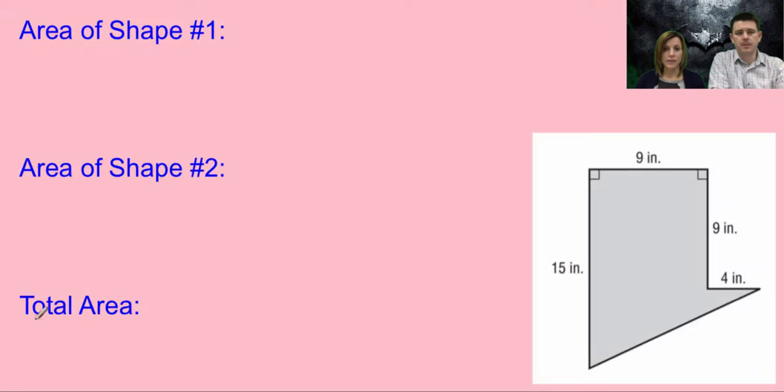All right, we have another composite figure. This one, I gave you the fun one. We are going with a right triangle on the bottom and a rectangle on the top. So we have two different figures. So I'm going to slice it across like this.